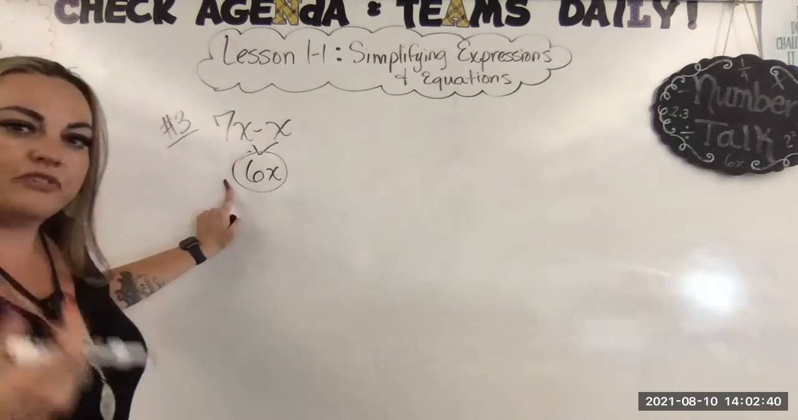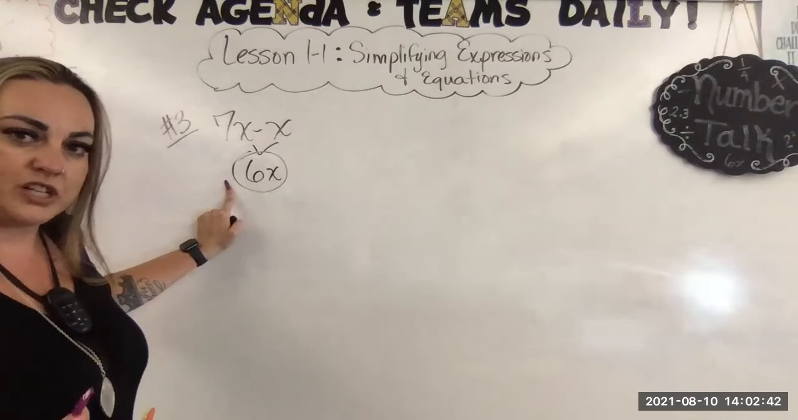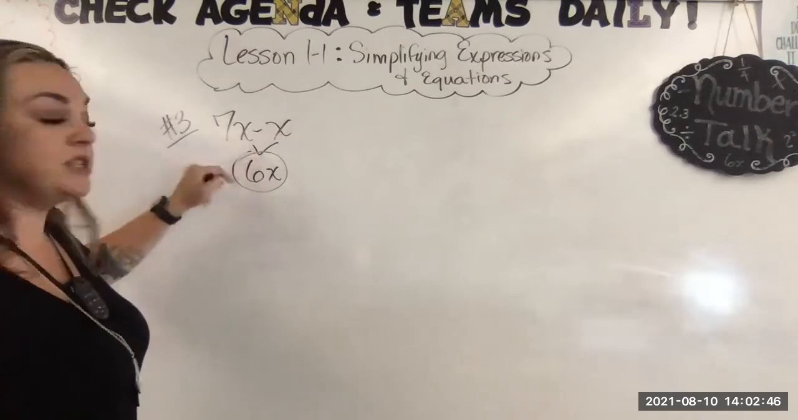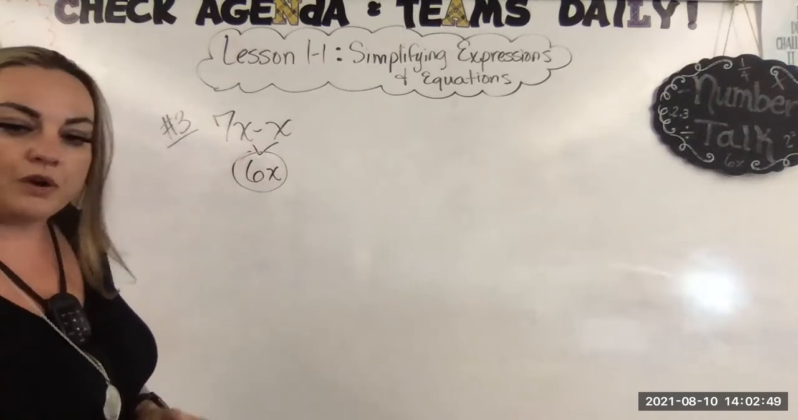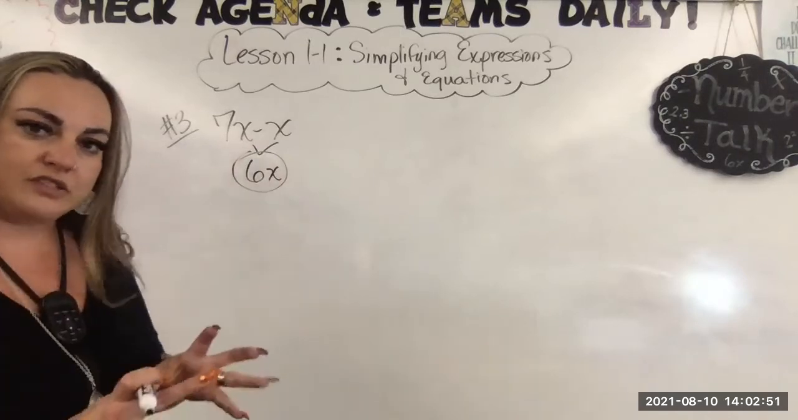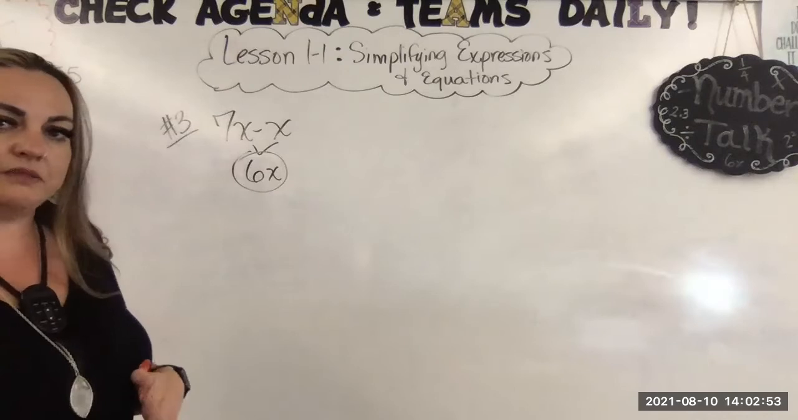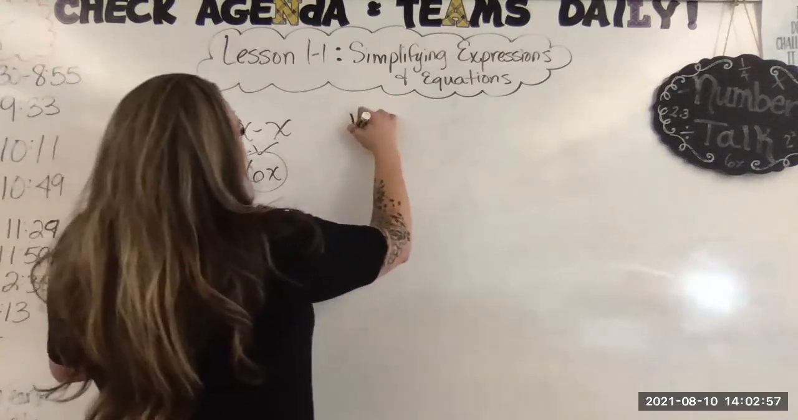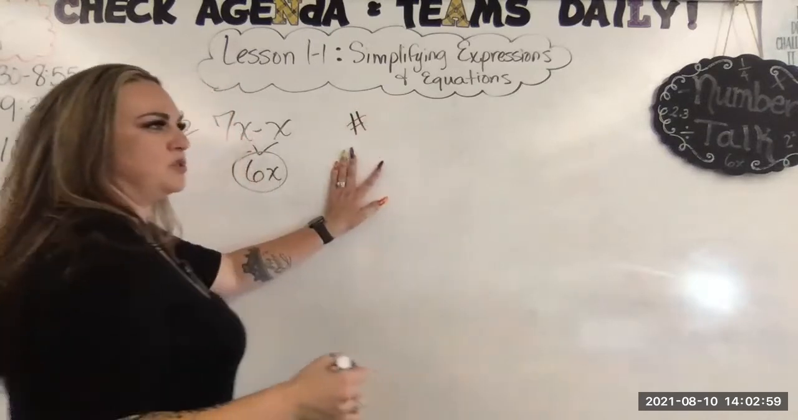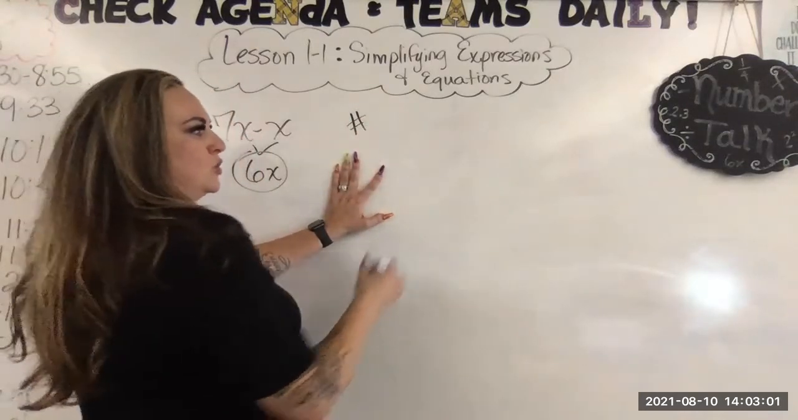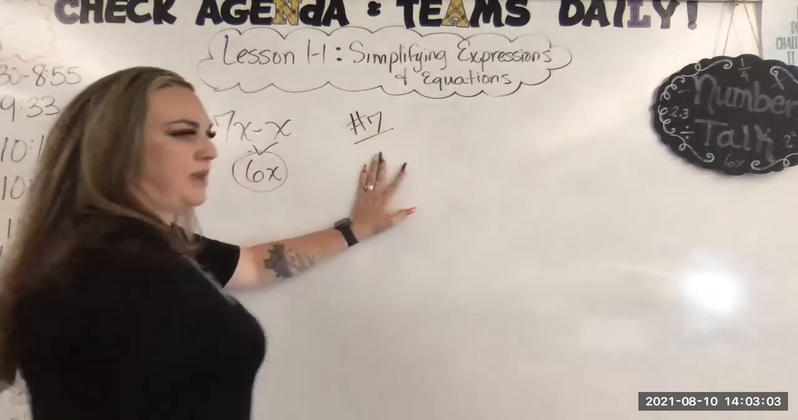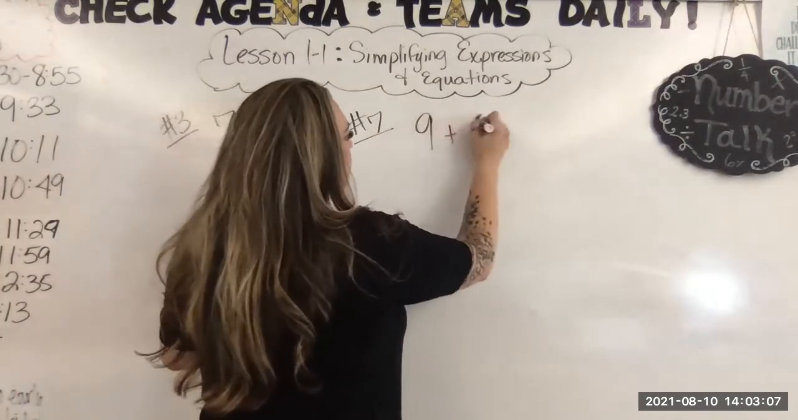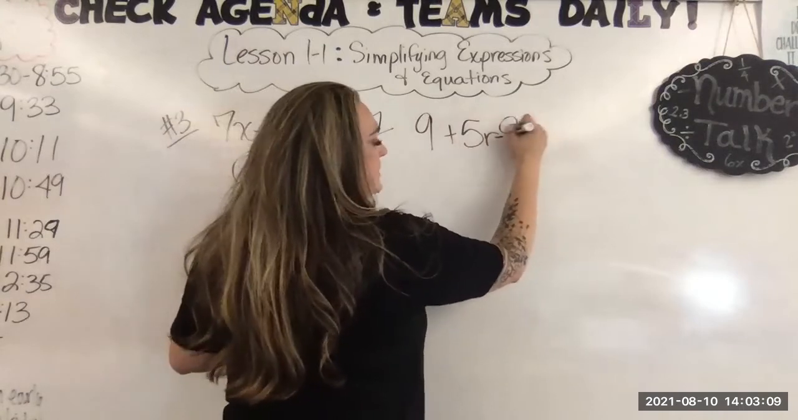We've just simplified those terms, that expression, to one term, 6x, and then we circle it, okay? We always need to make sure that we're circling our final answer in math class. It just makes it stand out easier. Let's do the next one. We're gonna do number 7 from the paper. This one says 9 plus 5r minus 9r.